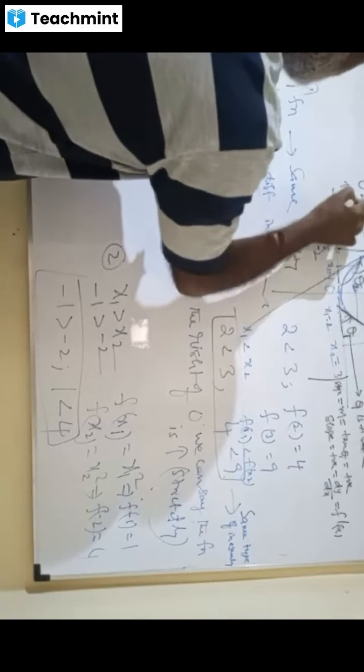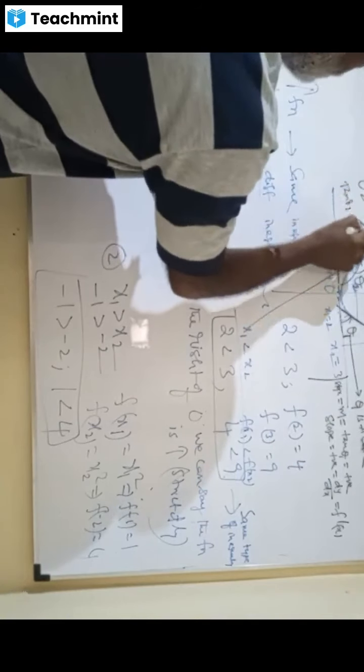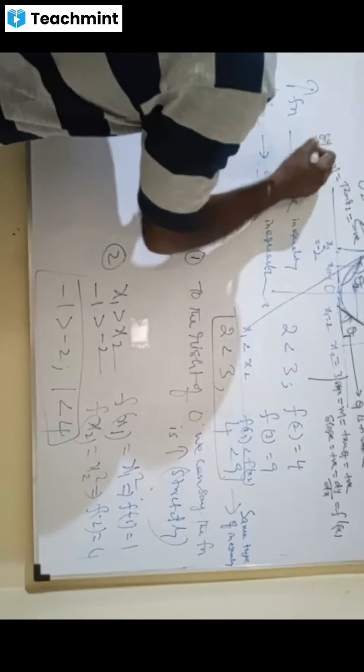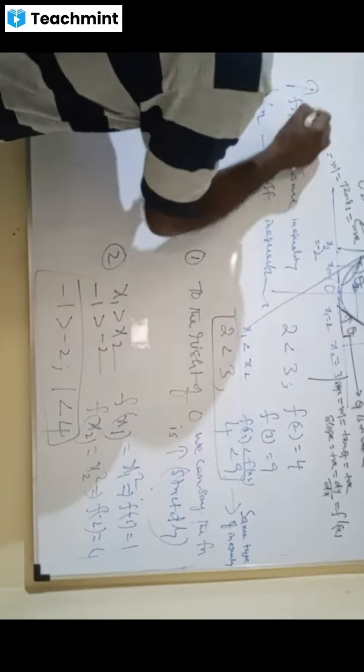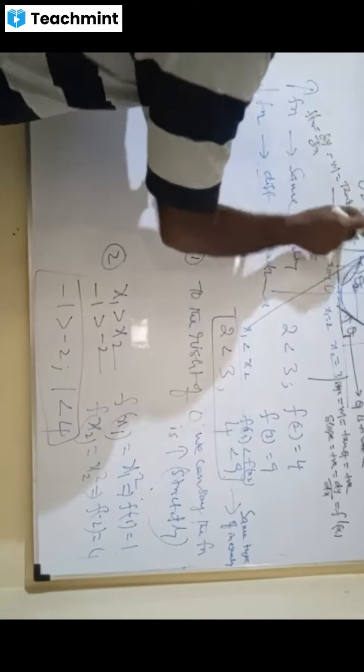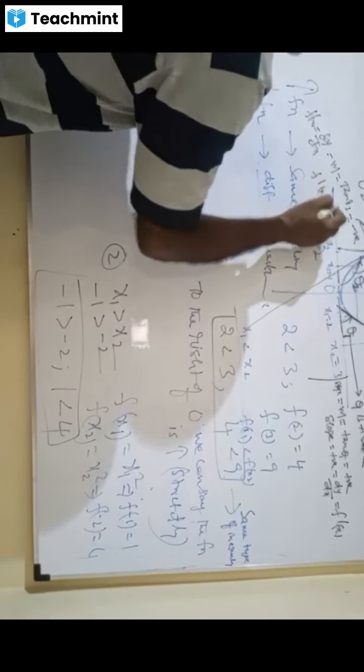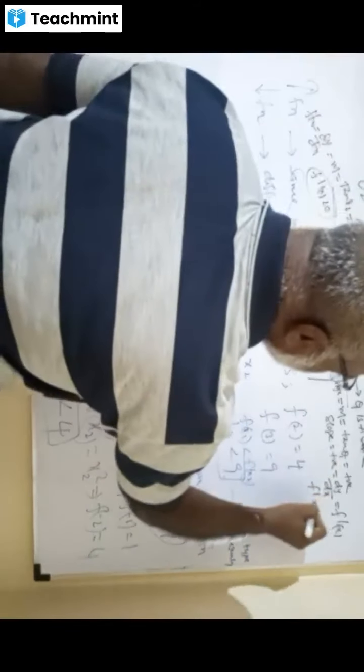Tan theta 2 is what? Negative. The slope is negative. Slope is dy by dx or f dash x. So f dash x is negative, dears. F dash x is negative means f dash x is less than 0. And here f dash x is positive, which means f dash x is greater than 0. This is an increasing function. This is a decreasing function, dears.